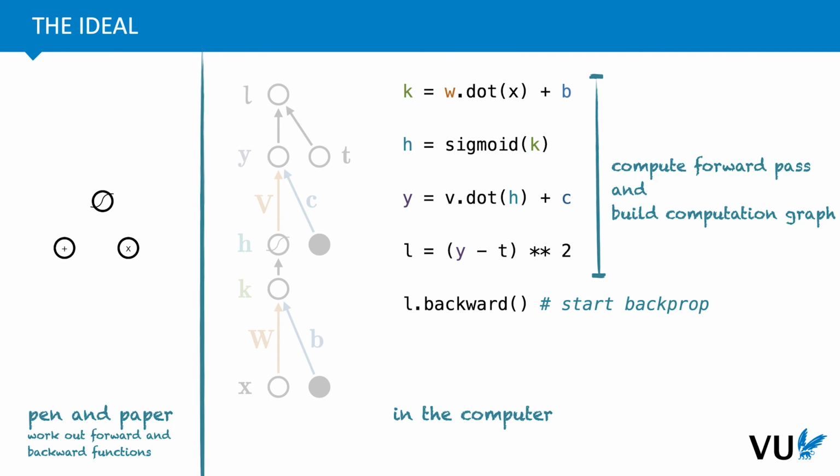Which brings us to the end. This is the ideal that we wanted to achieve. On pen and paper, all we have to do is define operations and work out their forward functions and their backward functions. We program those out, and given that, we can leave everything else to the computer. The computer can, for us, build a computation graph, and using that computation graph, perform a perfect backpropagation pass on tensor values, which is fully vectorized.